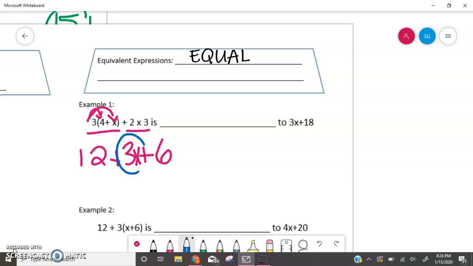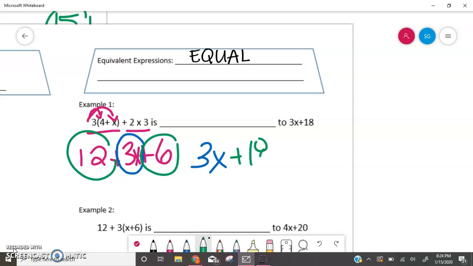So I see my variable is by itself. And then I see that I have the constant 12 and the constant 6. What is 12 plus 6? That will give me 18. And if I look, that is exactly what we have over here. So this is equal to this expression.